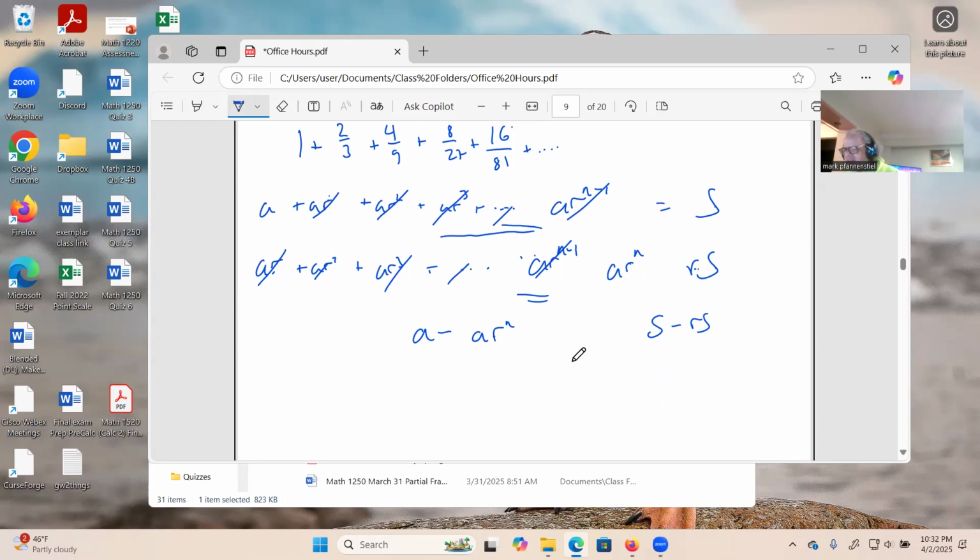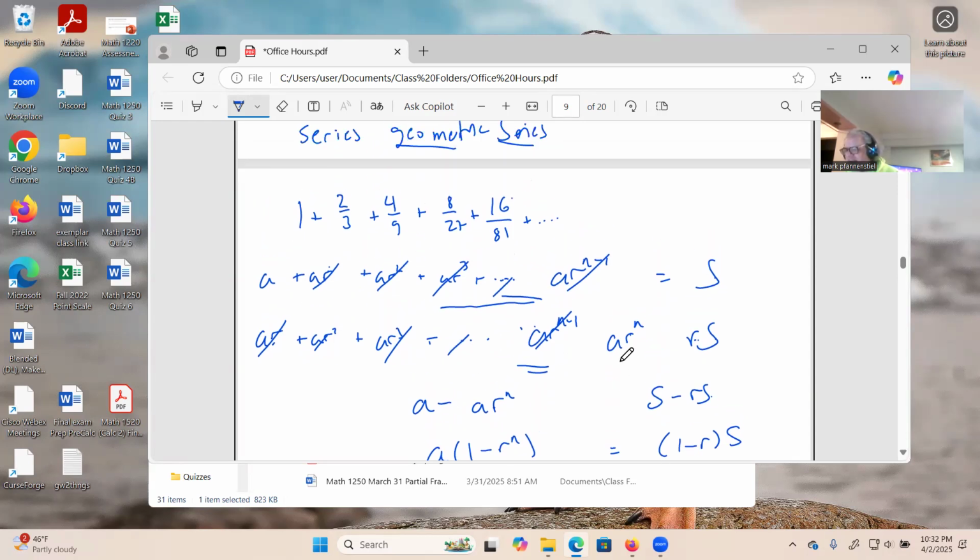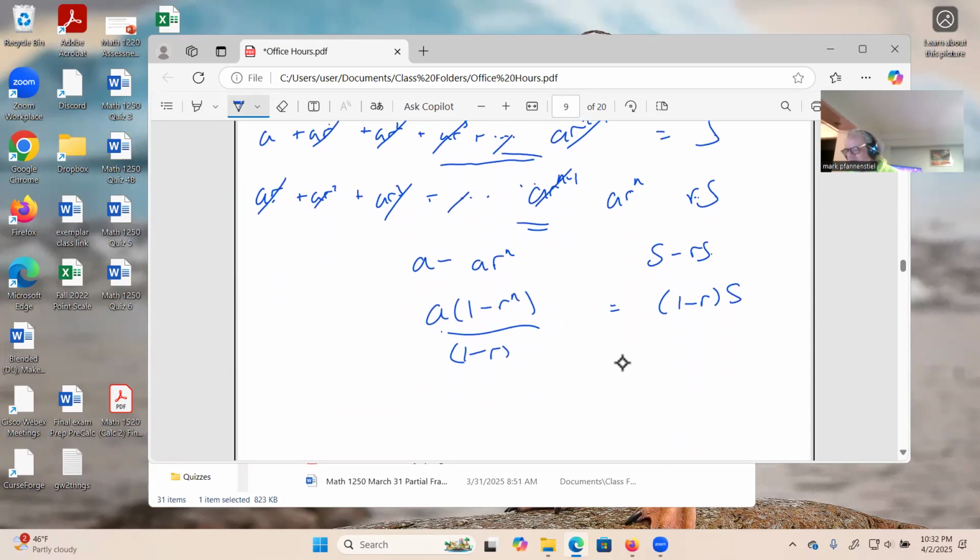Now look what we have here. So what I'm going to do is go ahead and factor out an S here and say this is S times (1 minus R) equals A times (1 minus R to the N). And then we go ahead and divide by 1 minus R. So we have S is equal to A times (1 minus R to the N) over (1 minus R).